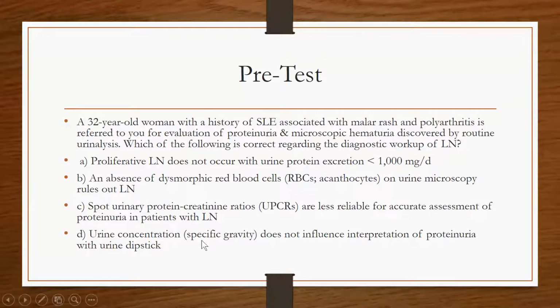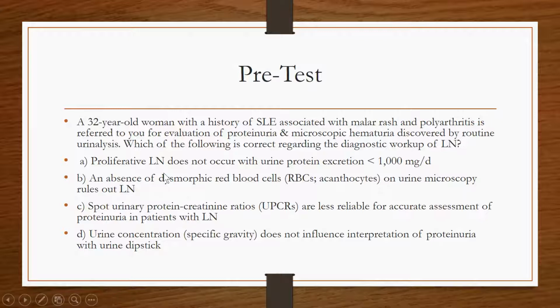A 32-year-old woman with a history of SLE associated with rash and polyarthritis is referred to you for evaluation of proteinuria and microscopic hematuria discovered by routine urine analysis. Which of the following is correct regarding the diagnosis workup of lupus nephritis?